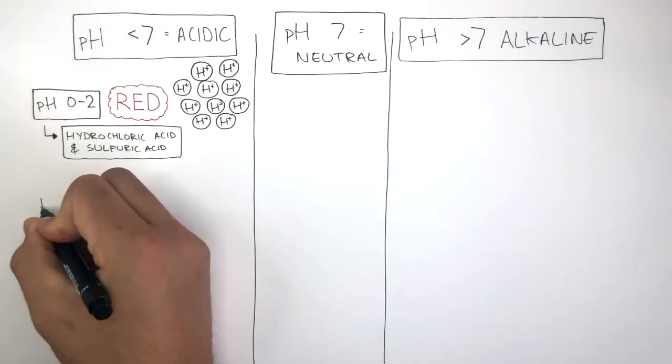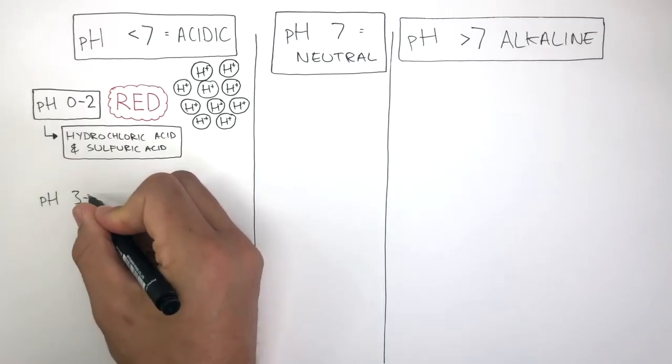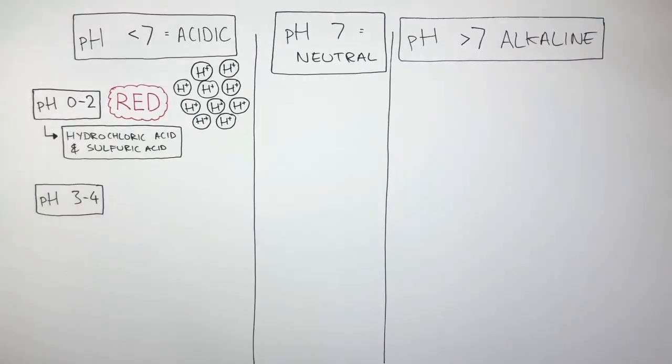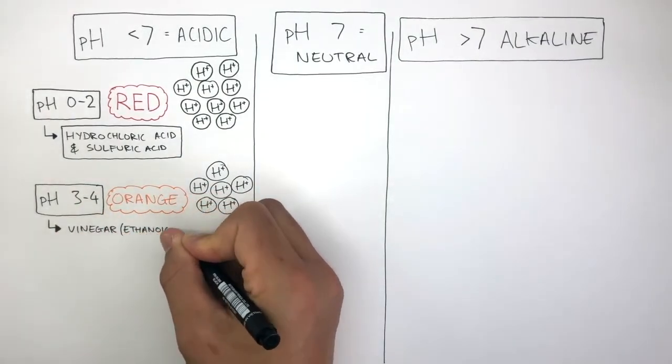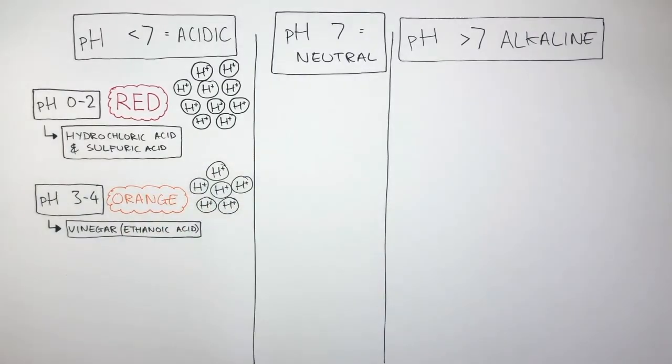A solution with a pH of between 3 and 4 will cause universal indicator solution to be orange, and there will be fewer hydrogen ions dissolved in solution. Vinegar containing ethanoic acid is an example of a substance with a pH of between 3 and 4.